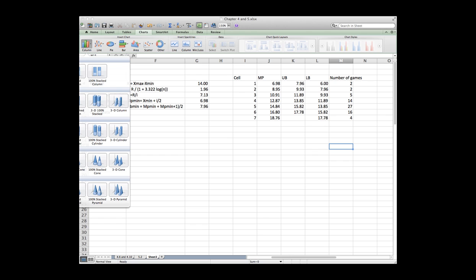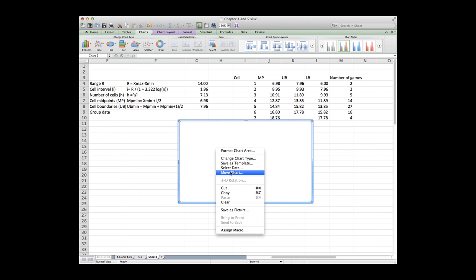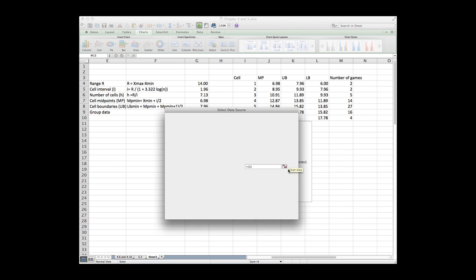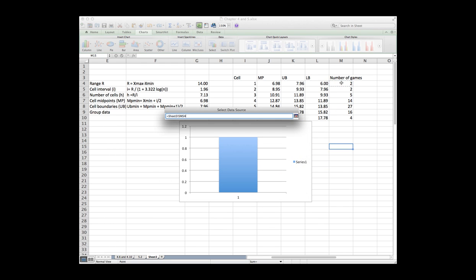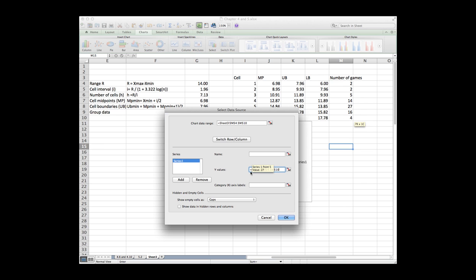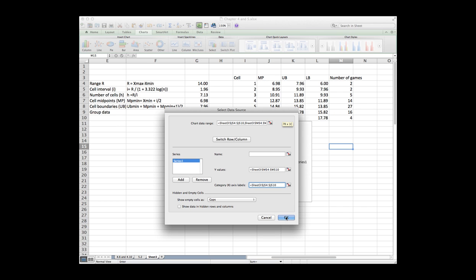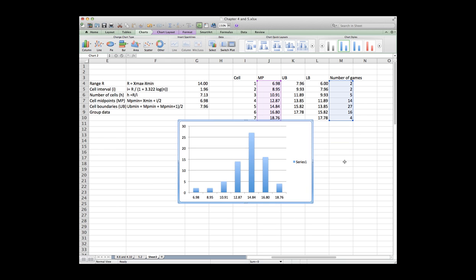Okay, so now we're ready to plot our frequency histogram. I'm going to create a chart, select the data, add a series. The y-axis is the number of games with, on the x-axis, the number of points scored in that number of games. Okay, there is our frequency histogram.